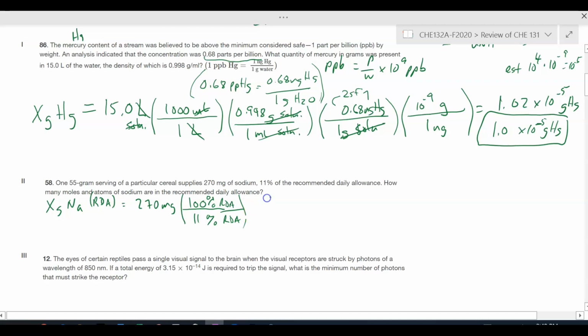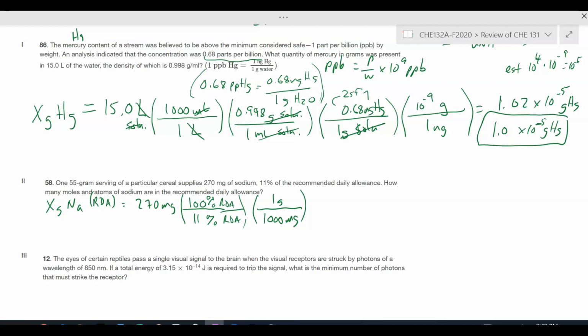So let's see. Well, let's get rid of milligrams. We'll put 1 gram on top, and that's 1,000 milligrams on the bottom. I could have said 10 to the negative 3 grams over 1 milligram, which would probably be a more consistent way of doing it. So let's estimate.